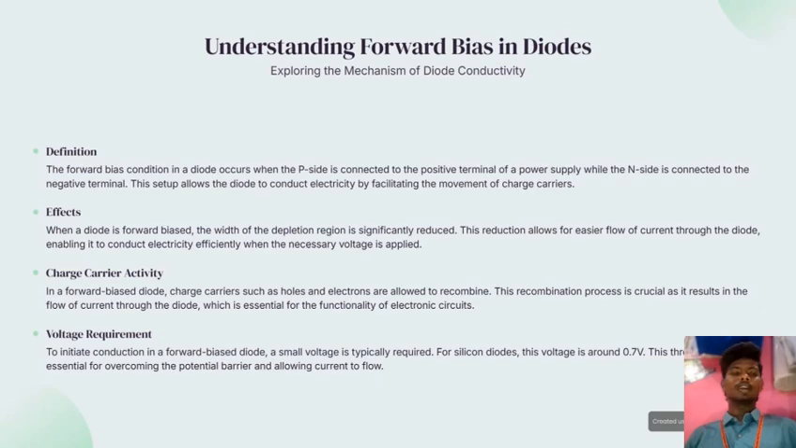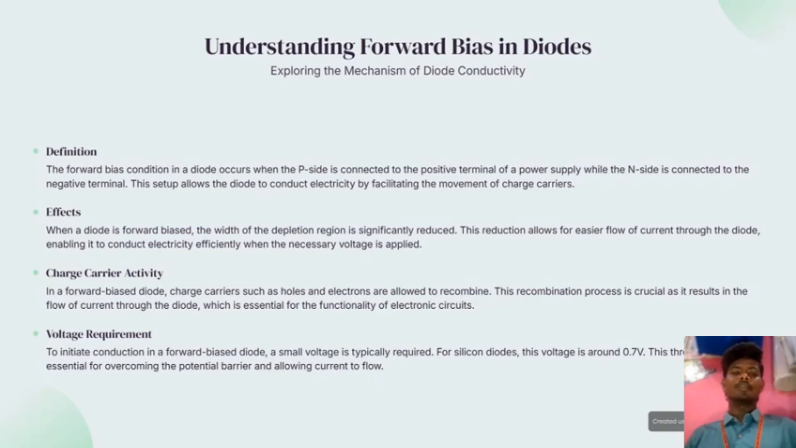Effects. When a diode is forward biased, the width of the depletion region is significantly reduced. This reduction allows for a larger flow of current through the diode, enabling it to conduct electricity efficiently when the necessary voltage is applied.